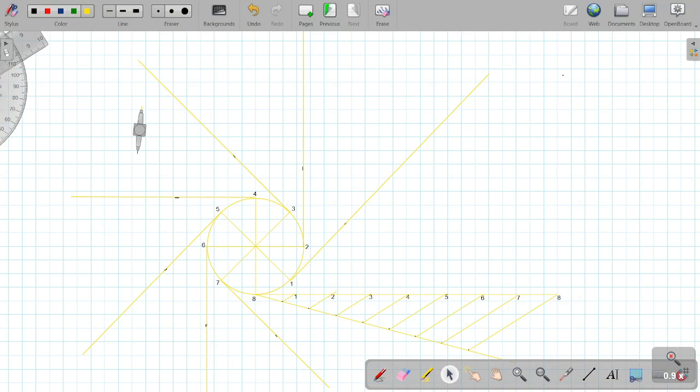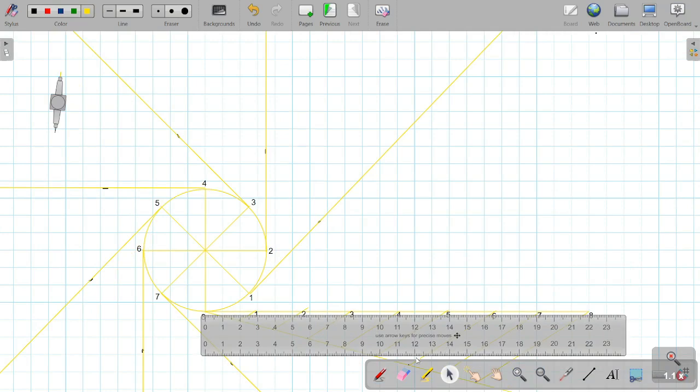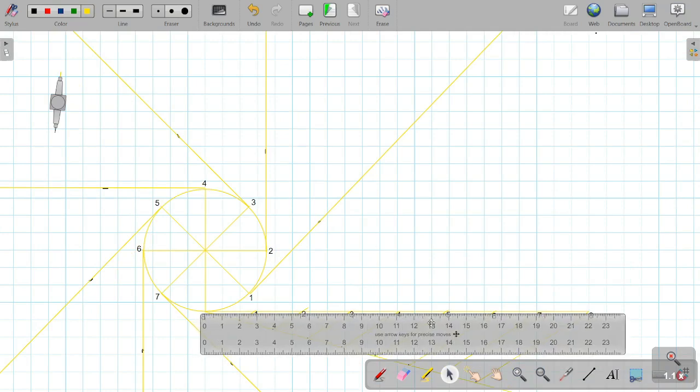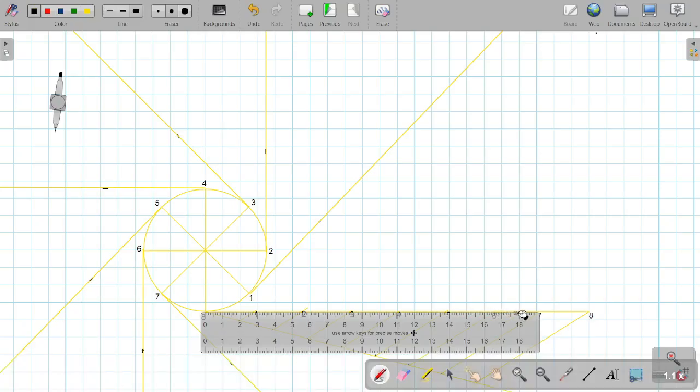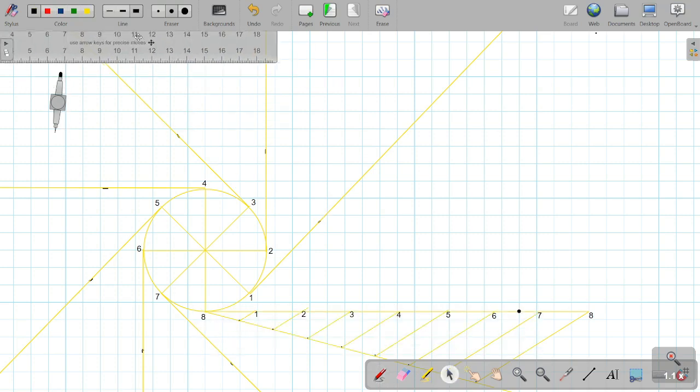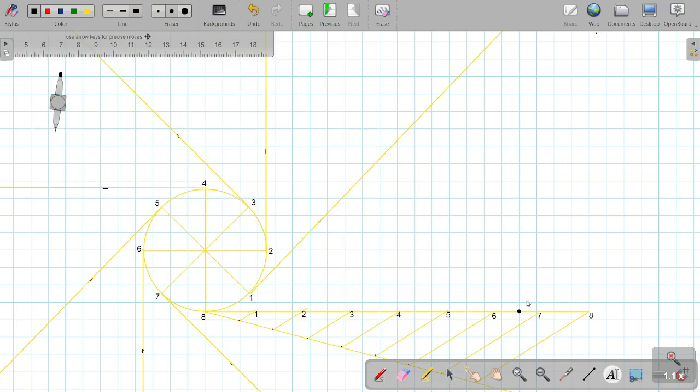Now, as per the question, we are given that the length of the string is only 180 mm. So what we need to do is we need to measure 180 mm from this point. So I measured 180 mm from this point, and this point will be named as P now.